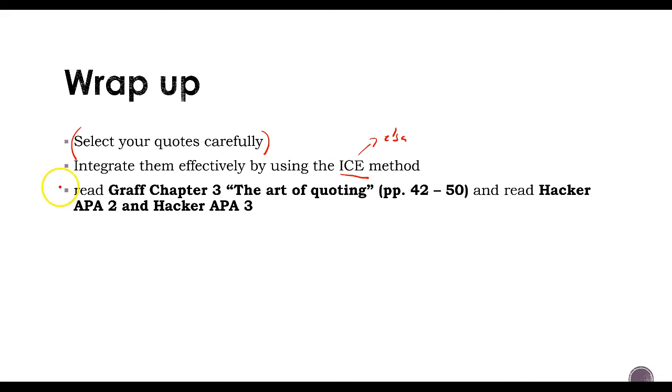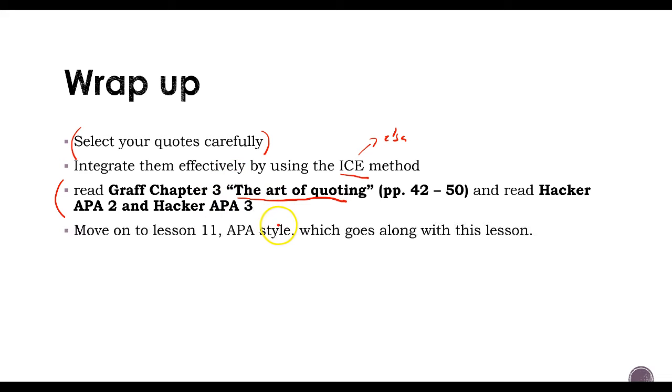After this lesson, I want you to read Graph Chapter 3, The Art of Quoting. This goes along really well with what I've just been talking about. And also read Hacker APA 2 and APA 3 that also talks about integrating quotes. Between these three, I think you'll have a really good picture of how to quote well. After reading those, move on to Lesson 11, which is really a companion for this lesson. In that one we talk about APA style, which I've been talking about in here, but we're going to pick up on that and talk more about it specifically in the next lesson, and I'll see you there.